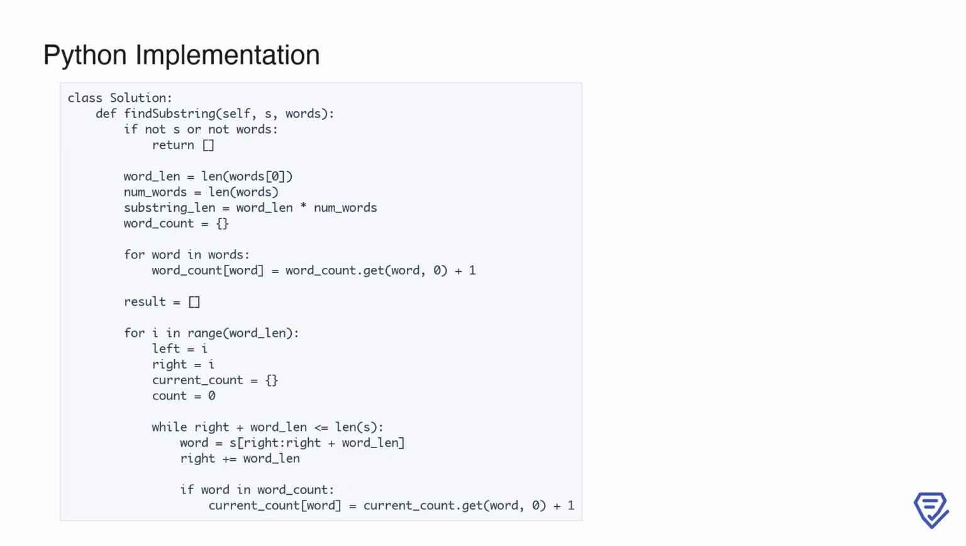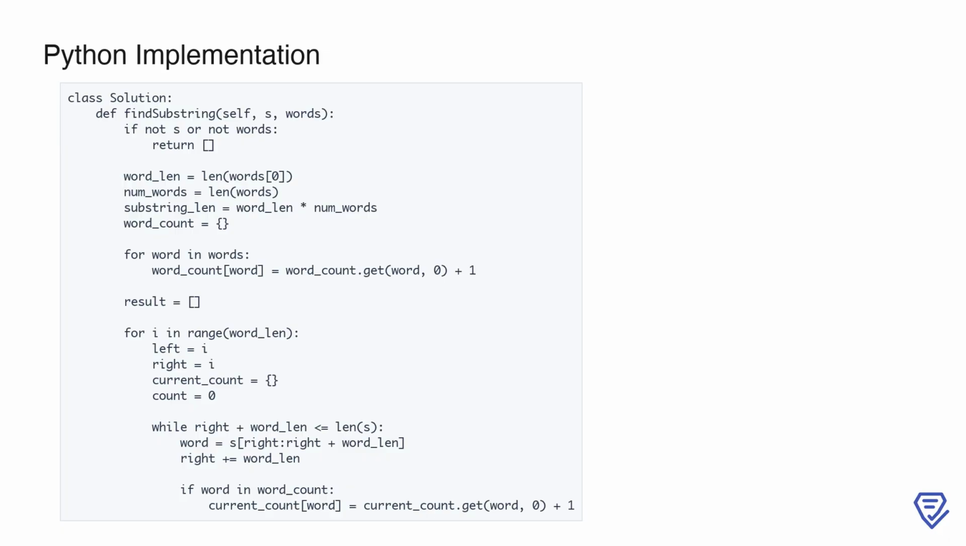We also initialize a dictionary called word_count to keep track of how many times each word appears in the list of words. After this setup, we proceed to iterate through the string in chunks based on the word length, so we establish a loop starting at each index up to word_len. Within this loop, we use two pointers, left and right, to define the window we're currently examining. We also initialize current_count to track word frequencies within the current window and a variable count to measure how many valid words we've seen.